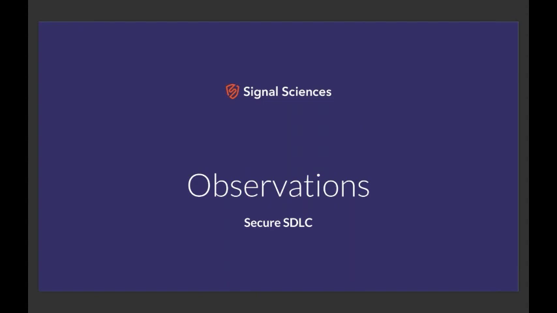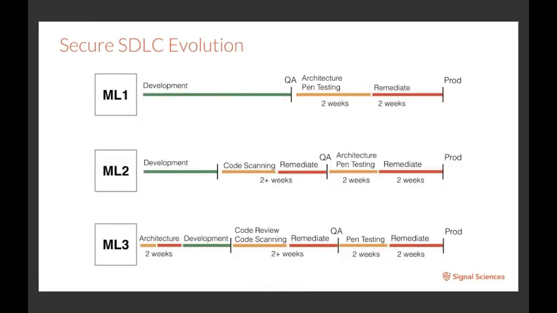Great. Perfect. Thank you. So moving on to observations of the Secure SDLC, and again, this is based on my experience. Way back in the day, starting out with early AppSec programs, trying to figure out and define what's involved in those programs, I have this ML1, where ML stands for maturity level. So maturity level 1, maturity level 2, and maturity level 3 as we go down on this deck.